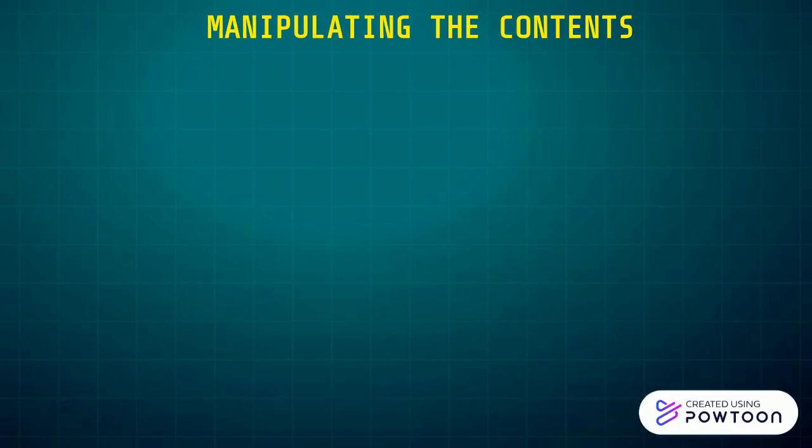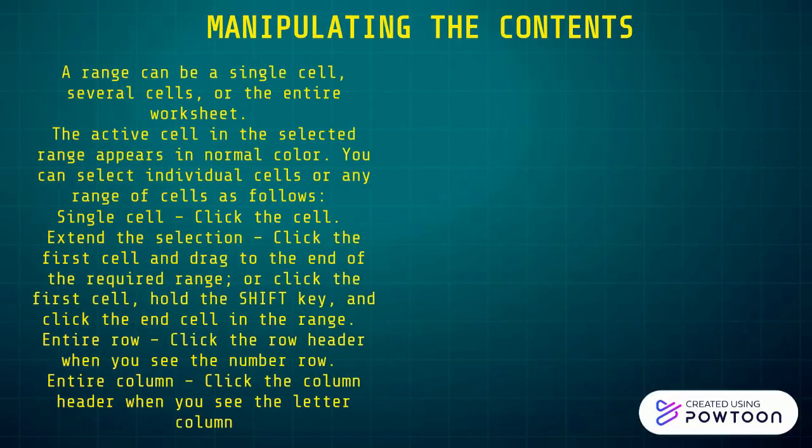Manipulating the contents. A range can be a single cell, several cells, or the entire worksheet. The active cell in the selected range appears in normal color. You can select individual cells or any range of cells as follows. Single cell, click the cell. Extend the selection, click the first cell and drag to the end of the required range, or click the first cell, hold the Shift key, and click the end cell in the range.